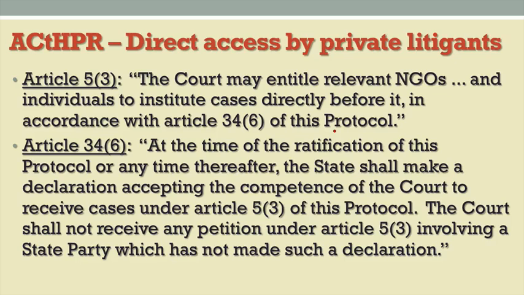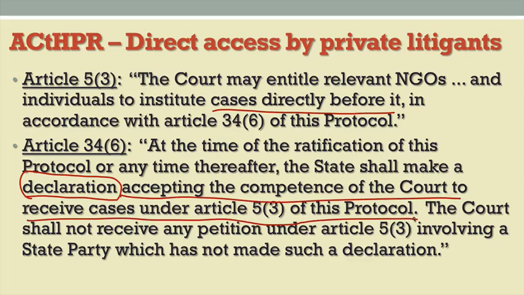Article 5.3 refers to the ability of the court to receive cases directly before it in accordance with Article 34.6 of the Protocol. And 34.6 of the Protocol indicates that a state may make a declaration that accepts the competence of the court to receive cases in this context. And that is with regard to individuals and NGOs bypassing the commission and going directly to the court.